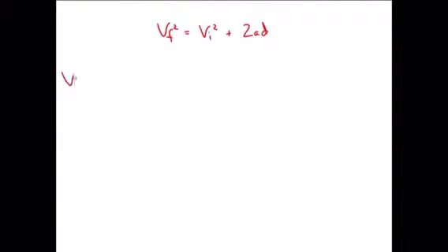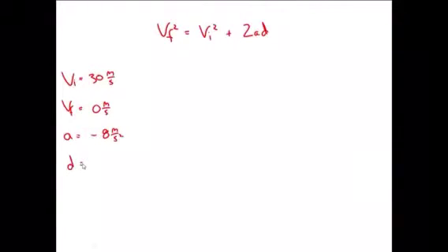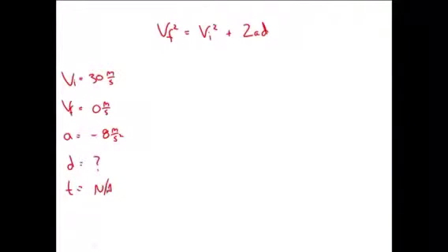Let's list the players over here. Initial velocity was 30 meters per second. The final velocity was a stop. At stopping, you have no velocity. We saw that acceleration was -8 meters per second squared. We wanted to find out what displacement was, and time was actually not even mentioned here, so it's not applicable to us. At this point, it's known as plug and chug. I want you to plug the numbers in, and we're going to start solving the problem.